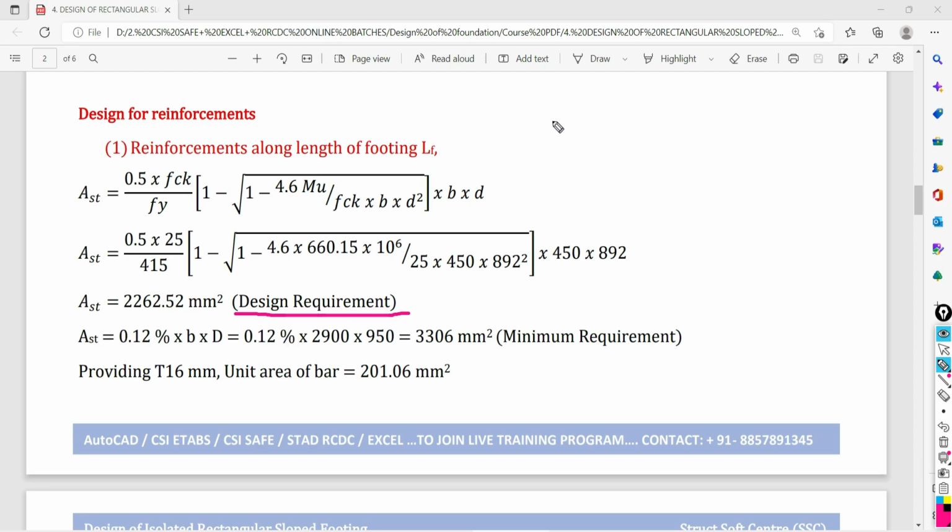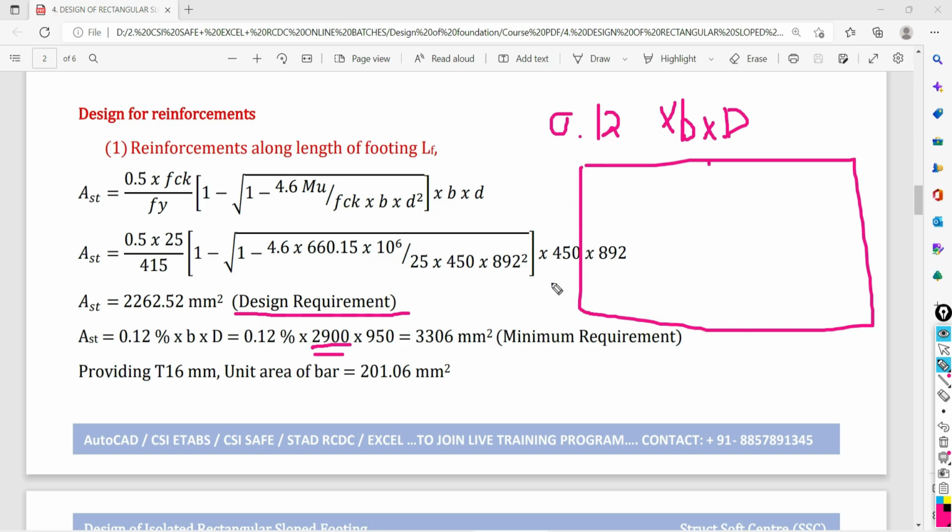So as per IS 456-2000, the code is saying that the minimum reinforcement in your concrete slab or foundation slab should be 0.12% of your width and overall depth. That value I am going to put here as 0.12% multiplied by overall width you have to consider. Overall width at the base. So along the length, if you are going to do the calculation, so width will be what? This overall width we have to consider as 2900 multiplied by 950.